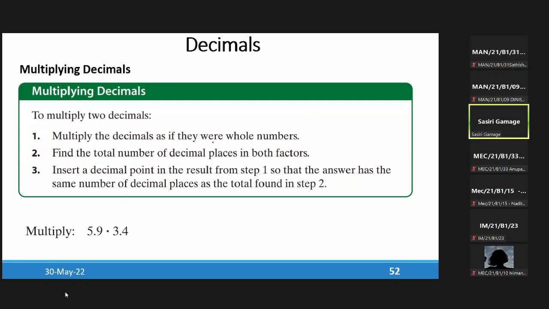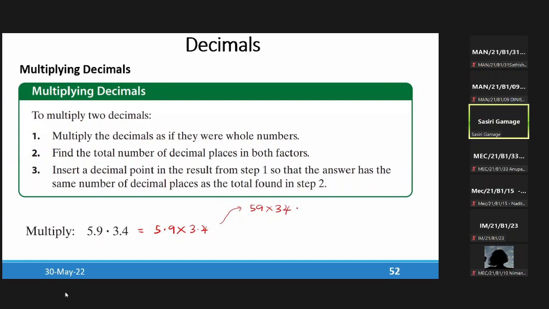As an example here, what does this mean? This is equal to 5.9 times 3.4. This dot means we know it is multiplication. Step one says multiply the decimals as if they were whole numbers. First we forget about the decimal places, then we multiply as whole numbers. When we forget the decimal place, 5.9 becomes 59, and 3.4 becomes 34. Is that clear?